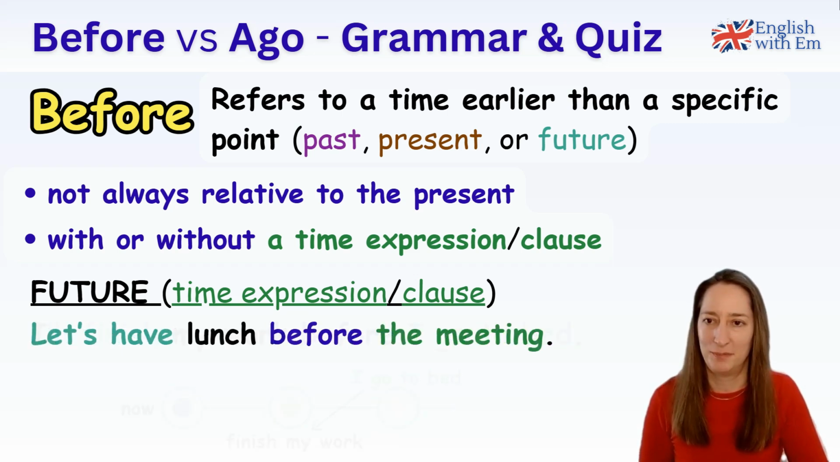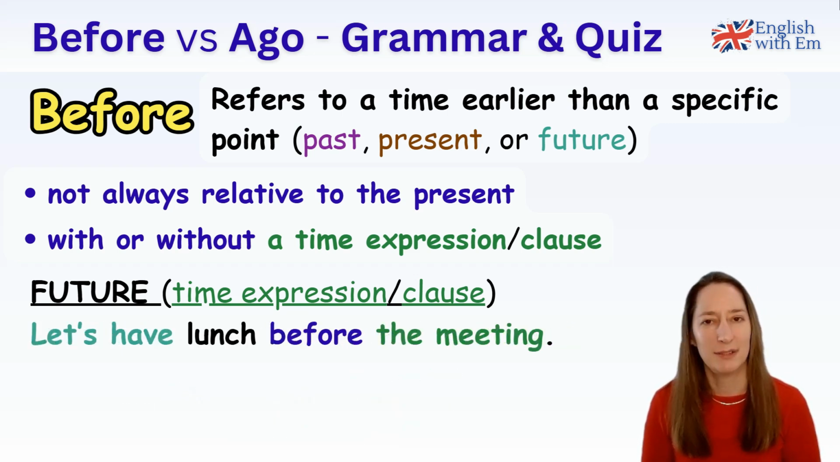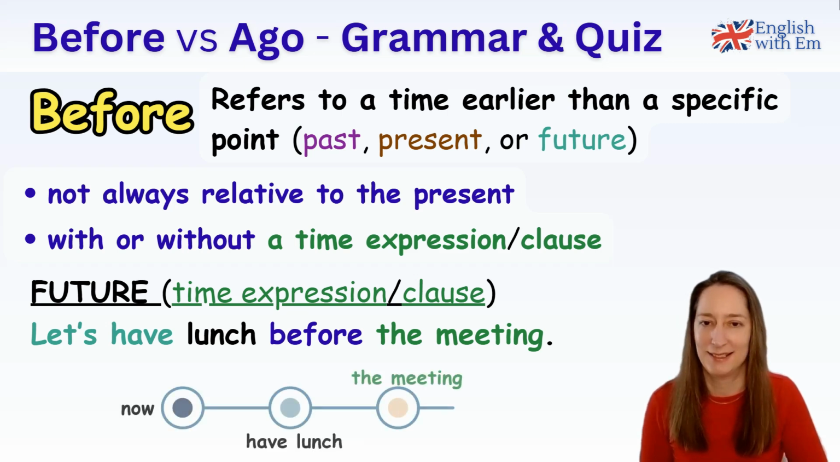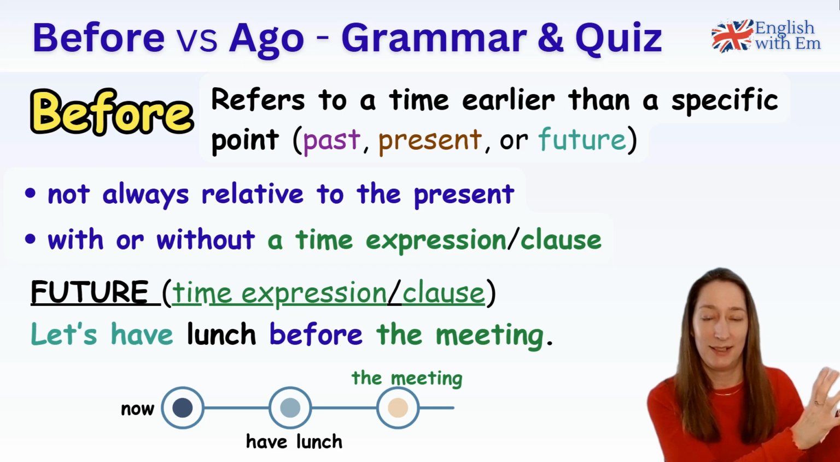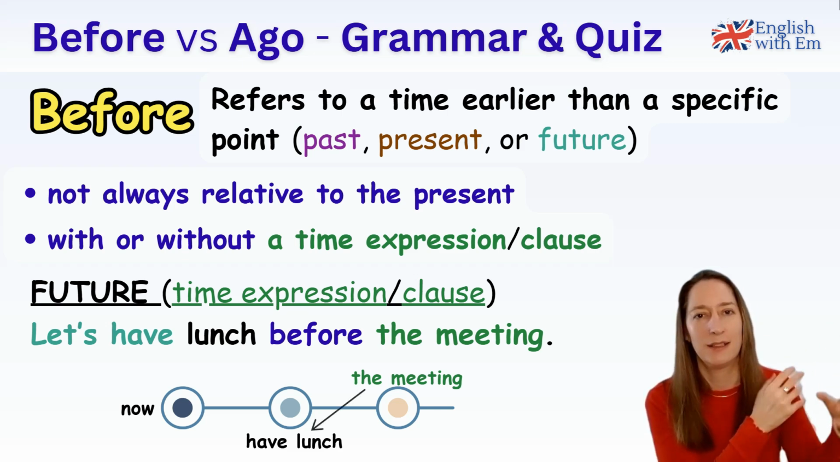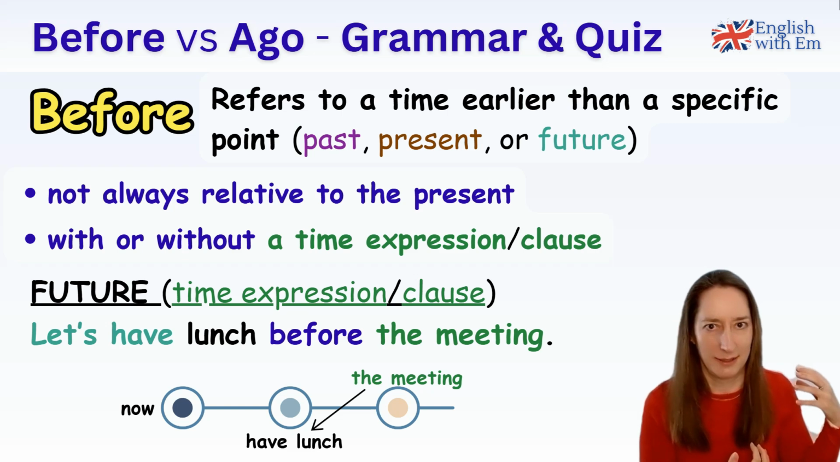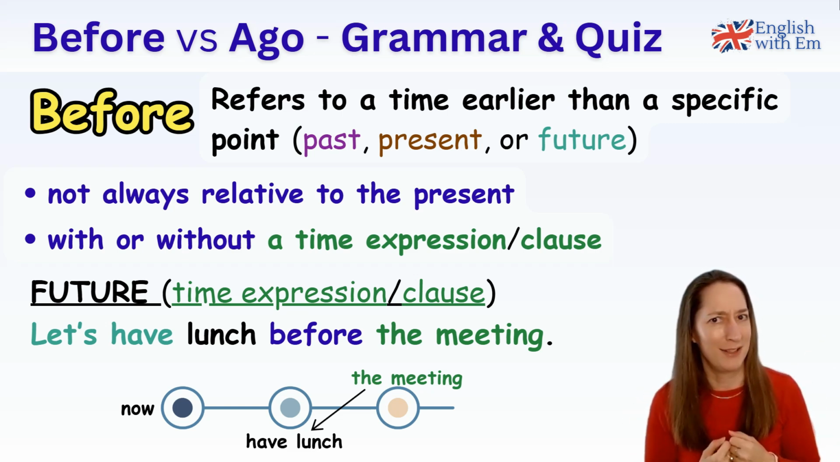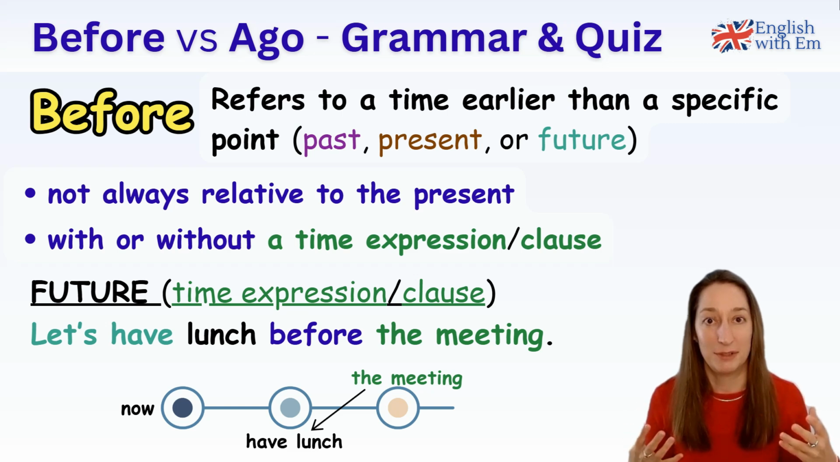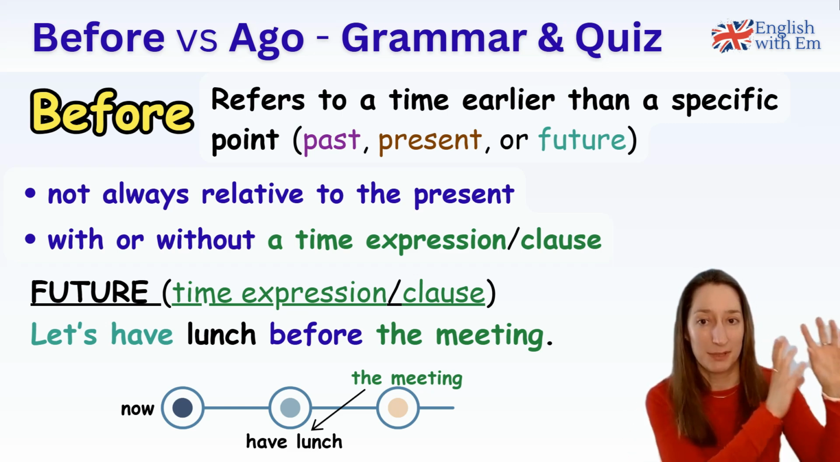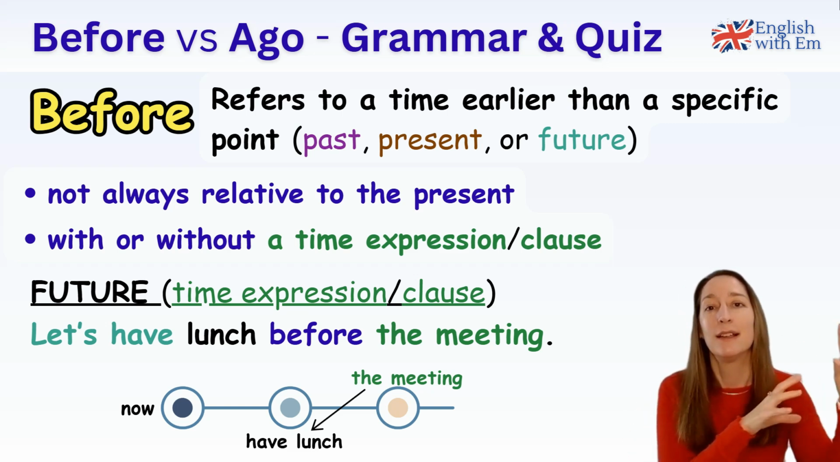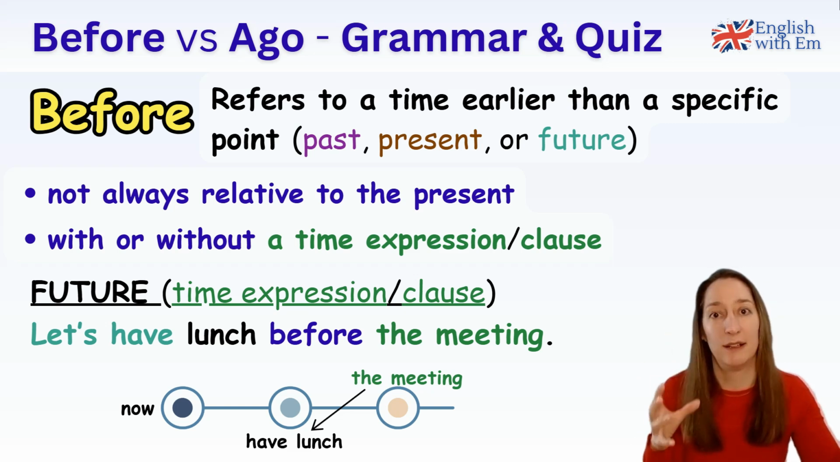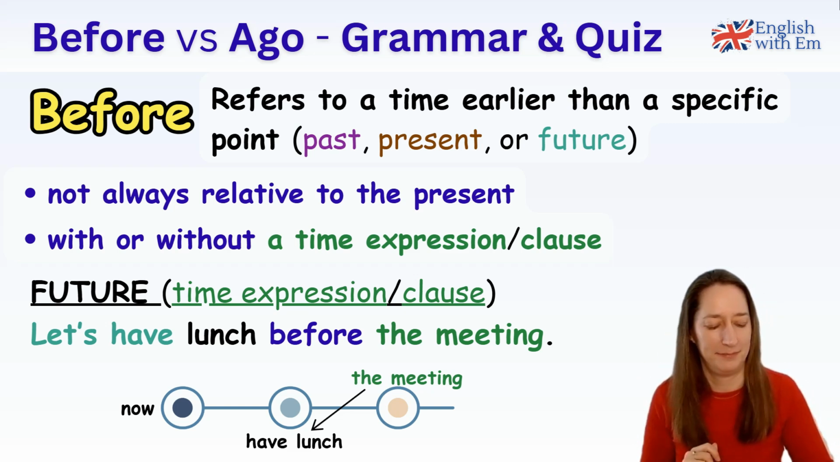Another example. Let's have lunch before the meeting. So here we have the meeting in the future. That is our specified future point. And at a time earlier than that, but still in the future, let's have lunch. So before introduces the specific point, the meeting, and we talk about something happening earlier than that.